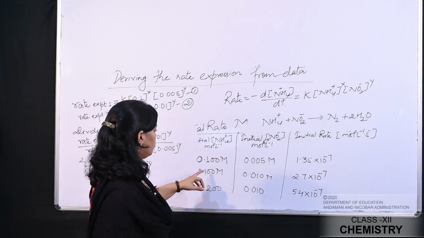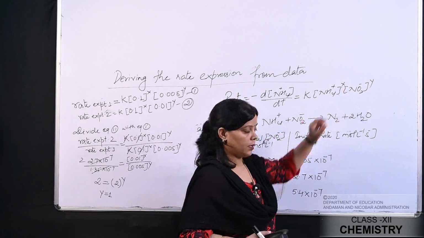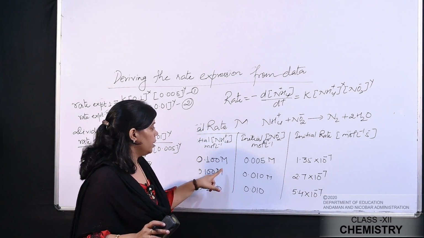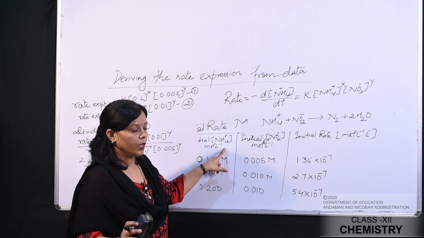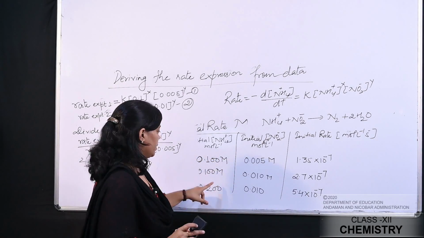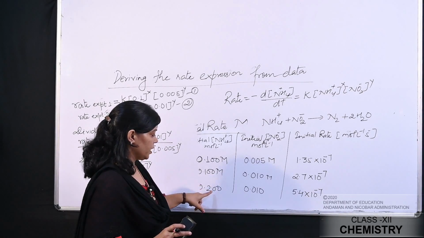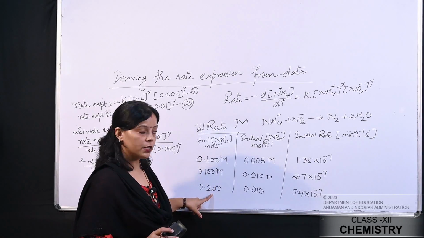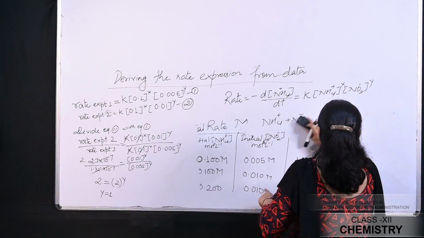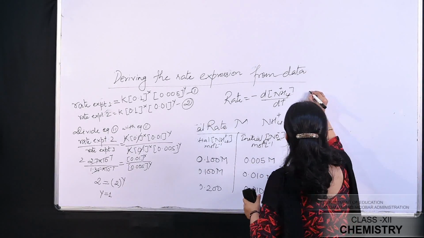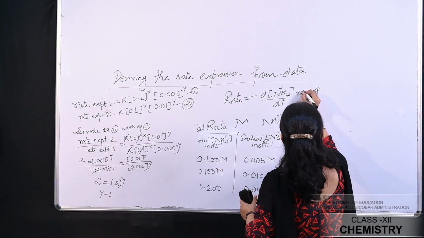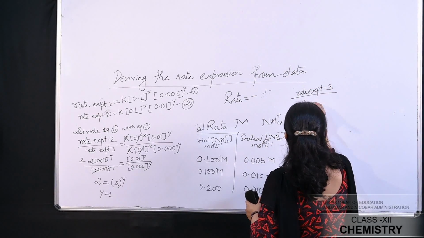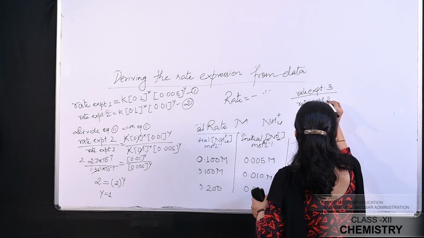Similarly, we can calculate the value of the rate exponent x, and the same strategy is adopted here, that we take the 2 experiments for which the concentration of one of the reactants remains the same, whereas the concentration of the other reactant is changing. Similarly, in experiment 2 and experiment 3, the concentration of nitrite ion remains the same, whereas the concentration of ammonium changes. So similarly we can calculate the rate for experiment 3 divided by the rate for experiment 2.